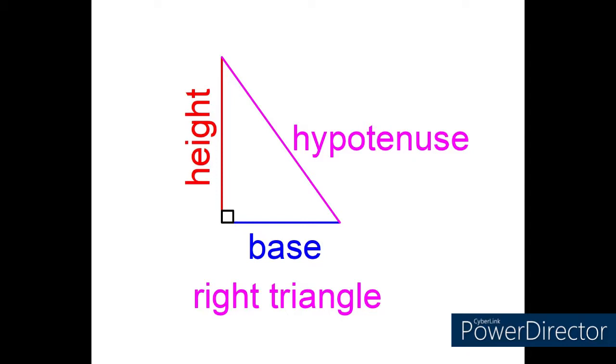Also, if we look at this picture a bit more, we will notice that it is the two shorter sides that are always at right angles with each other. The longest side, or hypotenuse, will never be at right angles with another side.